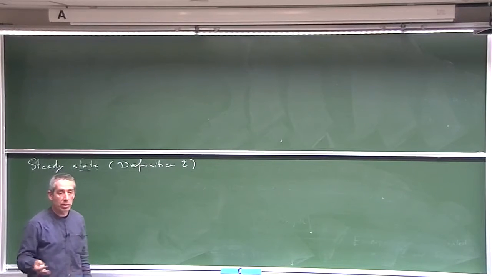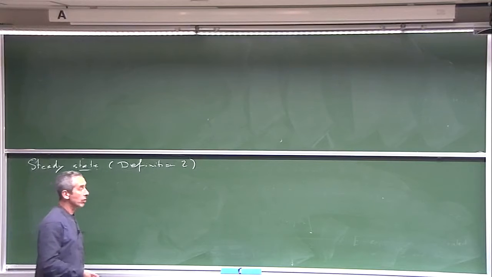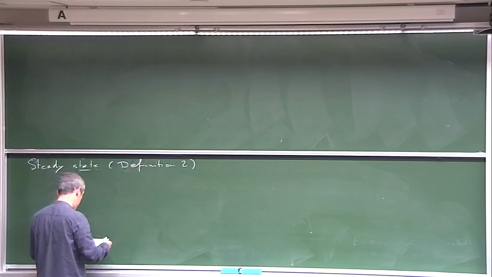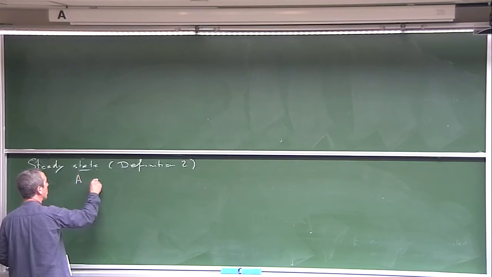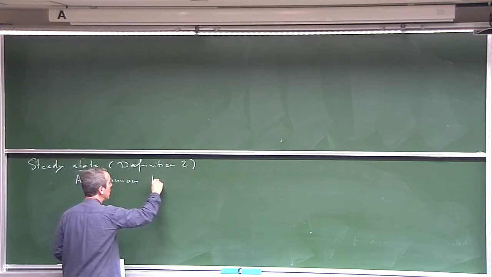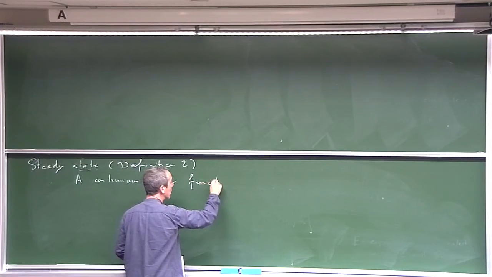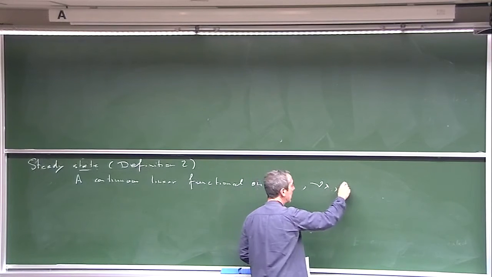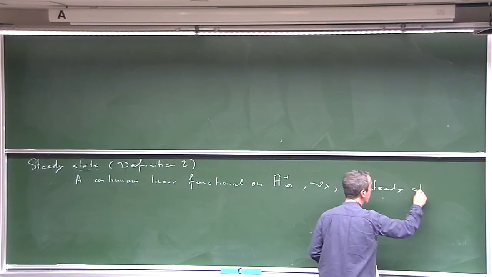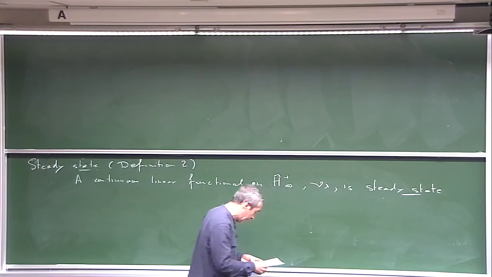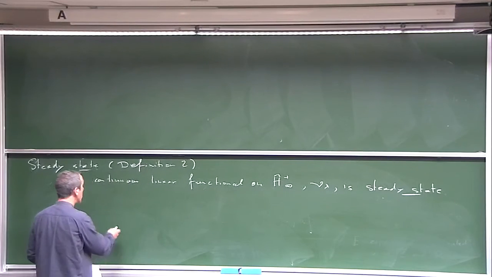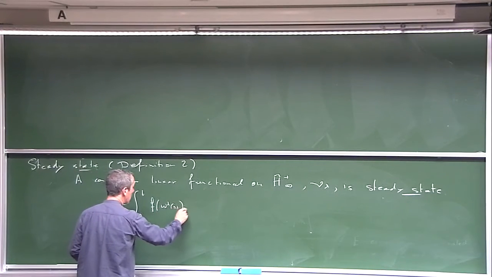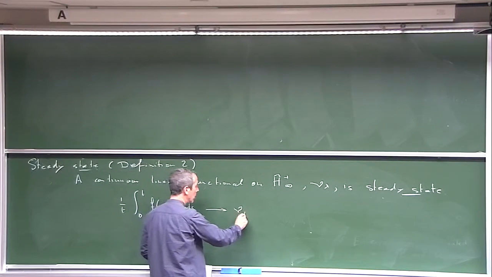So in definition 1, the steady state was an invariant measure. But in definition 2, it's going to be a linear functional on H minus 1, but in fact not H minus 1, but H minus 1 infinity or H tilde minus 1 infinity. So a continuous linear functional on H tilde minus 1 infinity, nu lambda, is what we call a steady state, if we have a law of large numbers, so 1 over t times the integral from 0 to t of f of omega lambda of s ds converges to nu lambda of f.